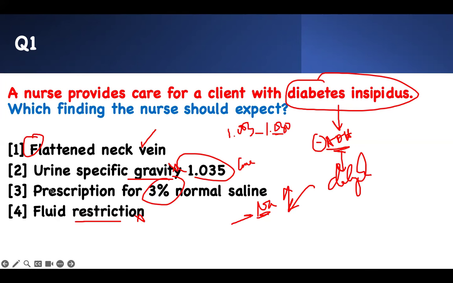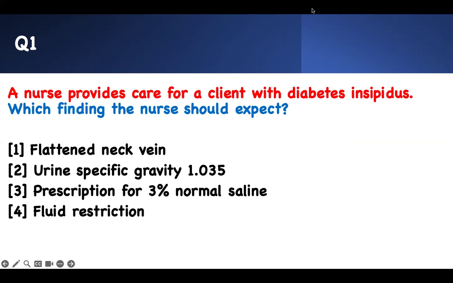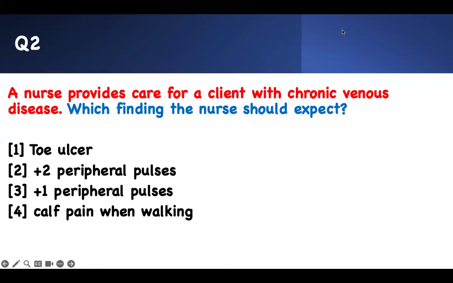This is the way they can ask you questions without the select-all-that-apply format, but this is the test-taking strategy way. Same thing, I decided not to give you select-all-that-apply. One question, think about it. Which finding do you expect? Let's provide care for a client with what?